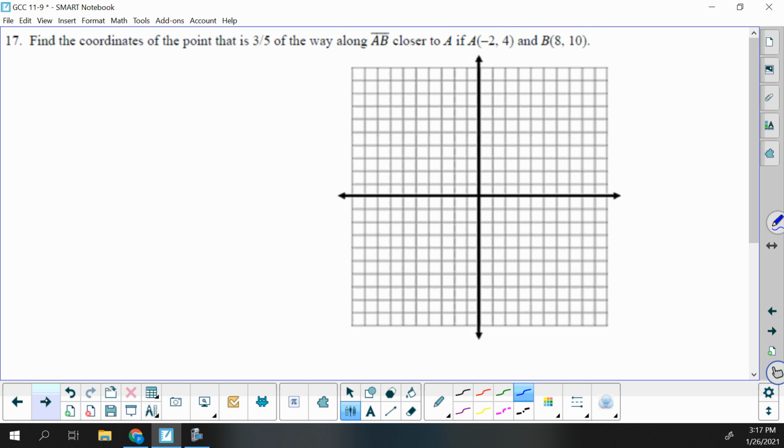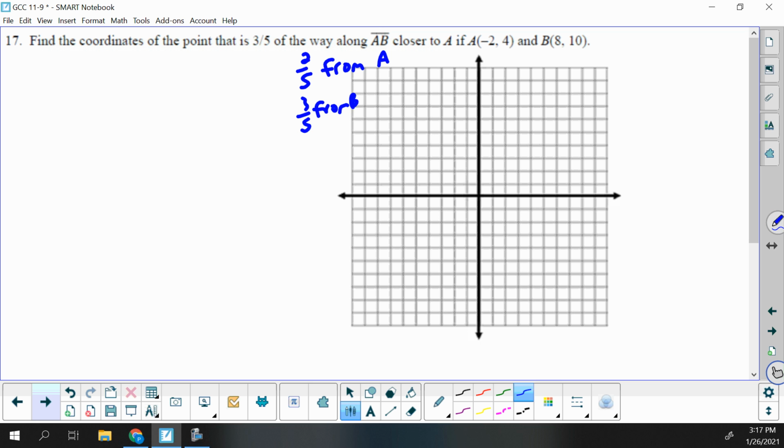And our last ones to look at are our partitioning ones. We want to find 3/5 of the way along AB, so we are closer to A. So if we're closer to A, that really means we're either 2/5 from A or 3/5 from B. Because the point will divide it in a 2 to 3 ratio, and if we want to be closer to A, we should only be 2/5 from A.